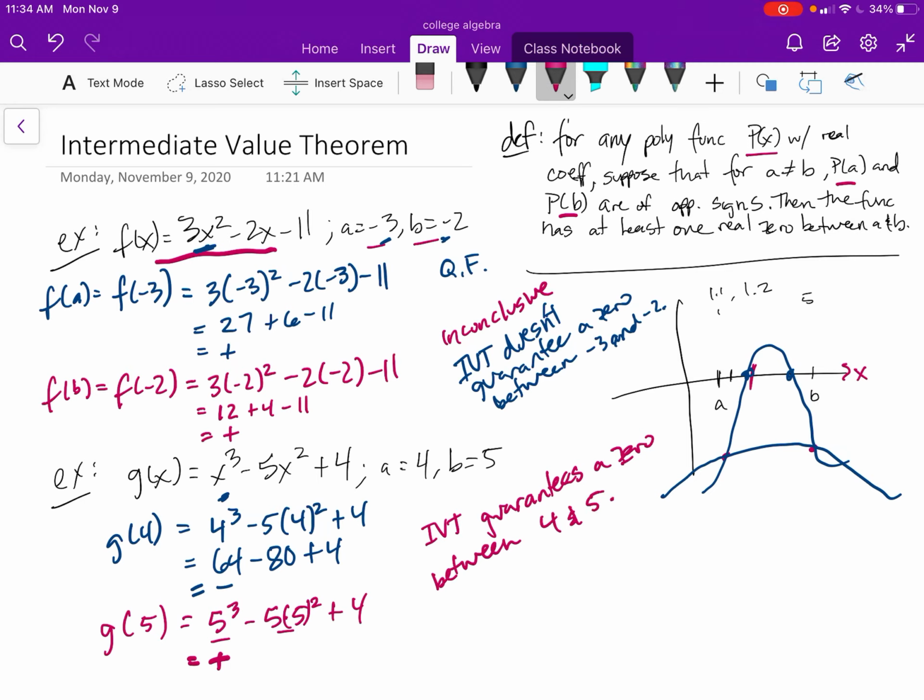Okay, and maybe that's all I really wanted to know. Like, is there a zero somewhere in there? I'm trying to find this and I want to know when it equals 0. I think somewhere, you know, between 4 and 5. Awesome. The intermediate value theorem does guarantee that there is.